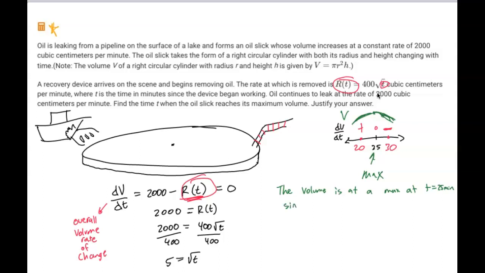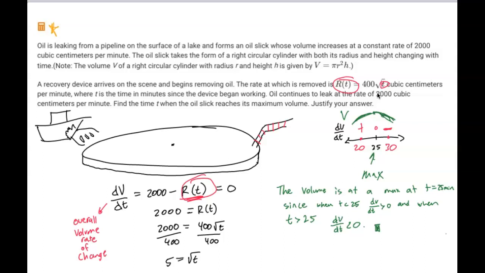Since when T is less than 25, dV/dt is positive, and when T is greater than 25, dV/dt is negative. And that's it. So we just kind of have to verbally explain our answer there.